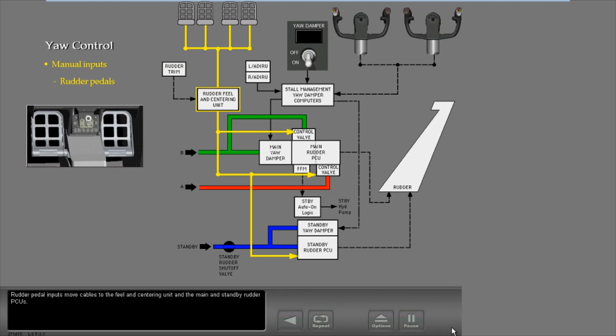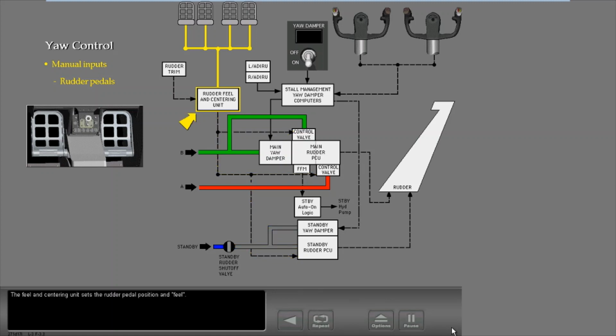Rudder pedal inputs move cables to the feel and centering unit and the main and standby rudder PCUs. The feel and centering unit sets the rudder pedal position and feel. The main rudder PCU consists of two independent input rods, two individual control valves, and two separate actuators, one for the hydraulic system A and one for hydraulic system B to move the rudder.